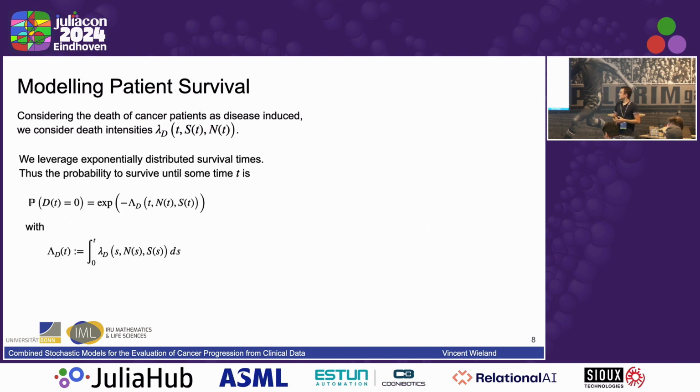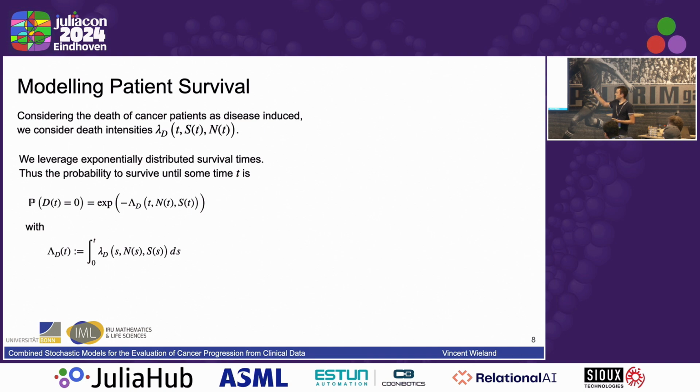And since cancer patients mostly die because of the disease and not because they are already old, we can also say that given we survived until some time point, the survival of the next time really does not depend on how long we already survived. So this is the memoryless property, and this translates in mathematics to exponentially distributed survival times. So when we look at the probability to survive until some time, it again involves an exponential function over this accumulated intensity rate. So again, we need some assumption that these death intensity rates are integrable over time intervals.